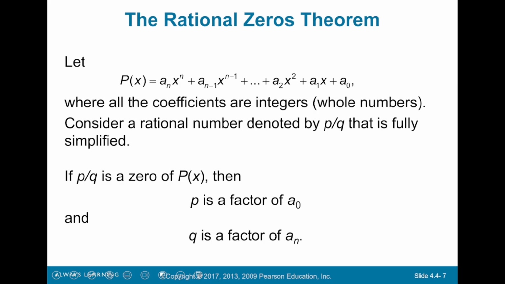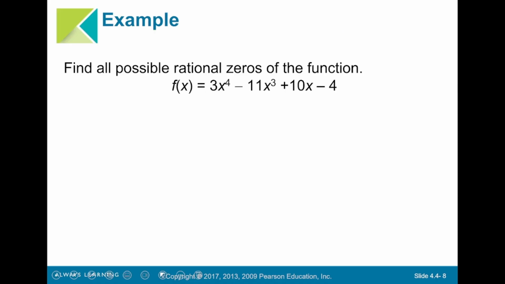Then if p over q is a 0 of p of x, then we actually get that p is a factor of a0 and q is a factor of a sub n. So that is that a0 is p times some number, and an is actually q times some number. So let's see how we would use something like this. Again, a0 is p times some number, an is q times some number, and we're looking at p over q being a 0.